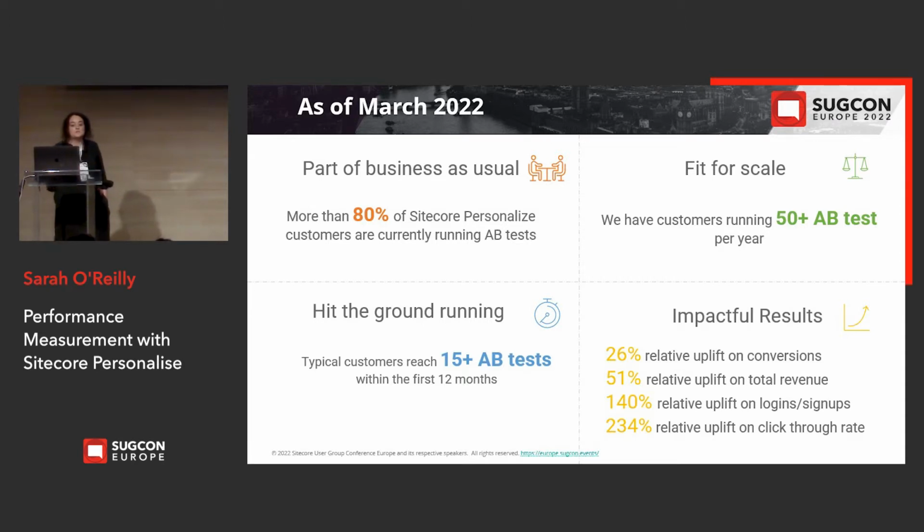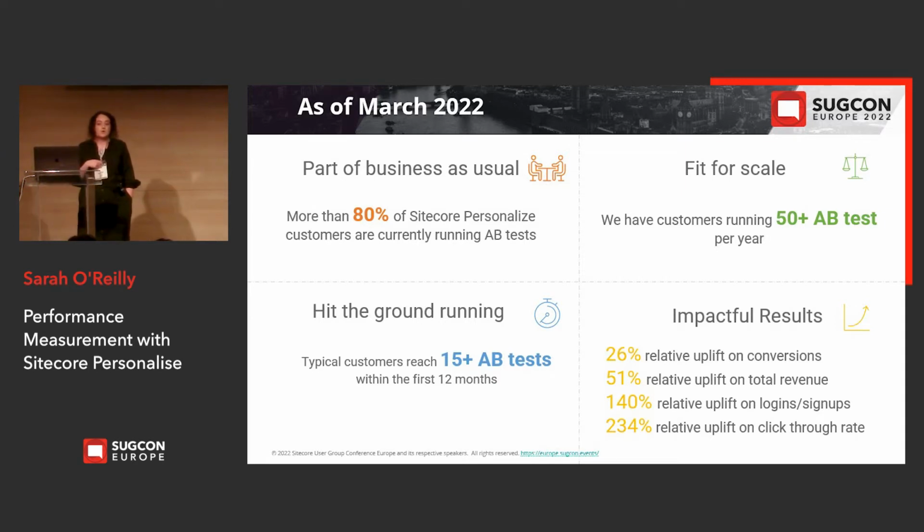At the moment, 80% of the customers using Sitecore Personalize are running an A/B test now. Not they ran an A/B test sometime 2 years ago. Today, as of March 2022, they are running an A/B test. The second thing is to hit the ground running. Our typical customers, and they are those that fall into that 80%, run about 15 A/B tests in their first 12 months. So once they literally start working with this, they're really getting up and running very, very quickly.